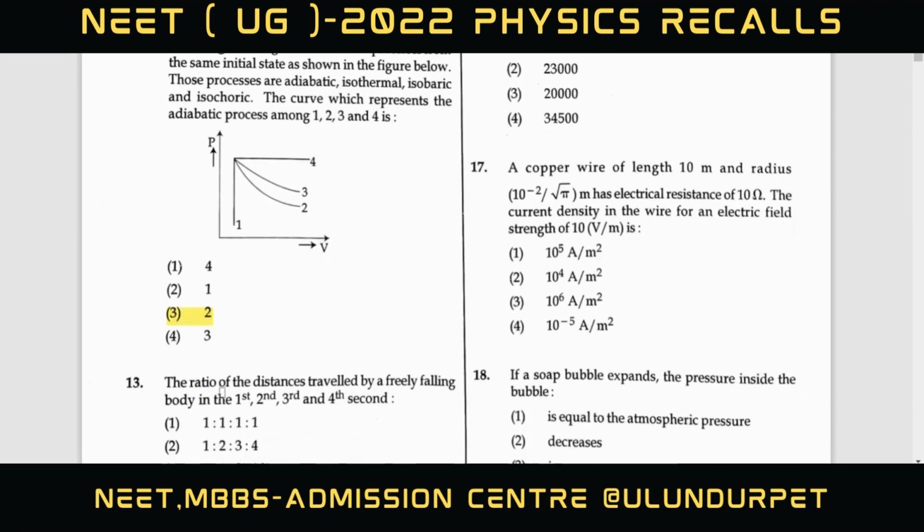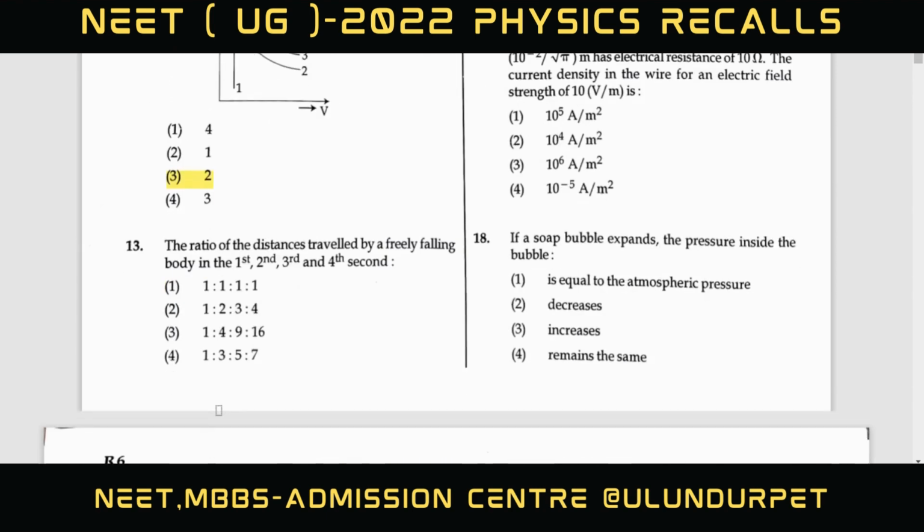Thirteenth question: the ratio of the distance travelled by a freely falling body in the first, second, third and fourth second. The option is 4.